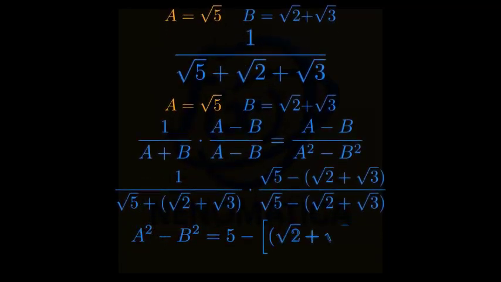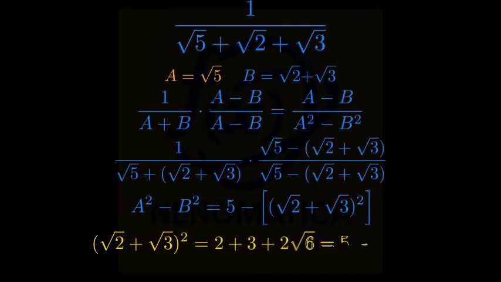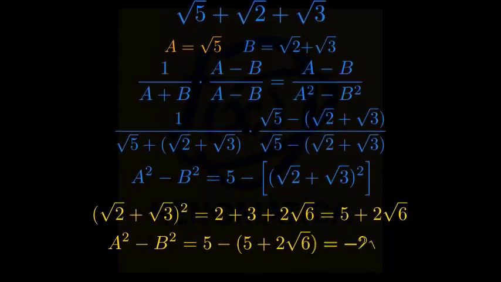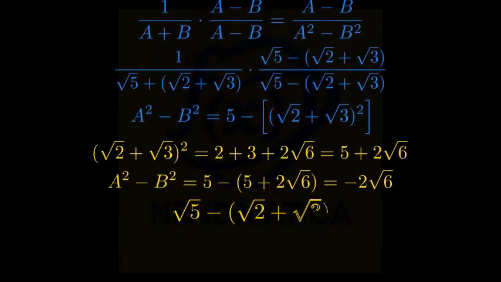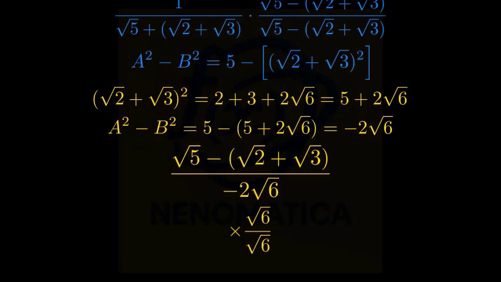Now simplify the denominator using A squared minus B squared. A squared is 5. B squared is the square of square root of 2 plus square root of 3, which equals 2 plus 3 plus 2 times square root of 6. That is 5 plus 2 square root of 6. Therefore 5 minus that quantity equals negative 2 times square root of 6. So the fraction becomes square root of 5 minus the quantity square root of 2 plus square root of 3, all over negative 2 times square root of 6.